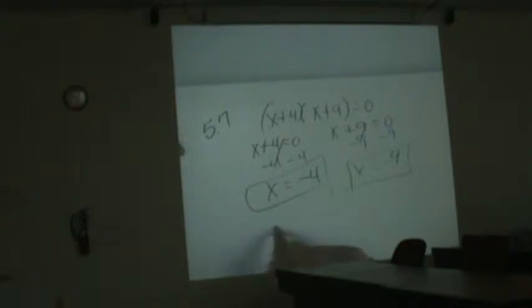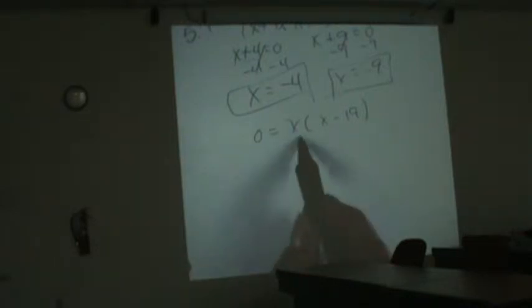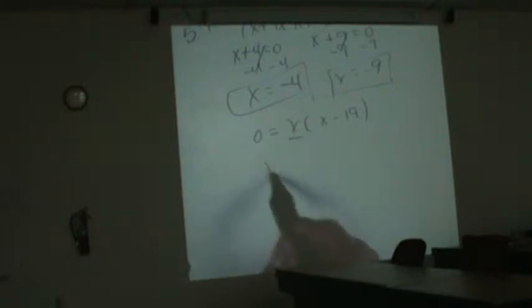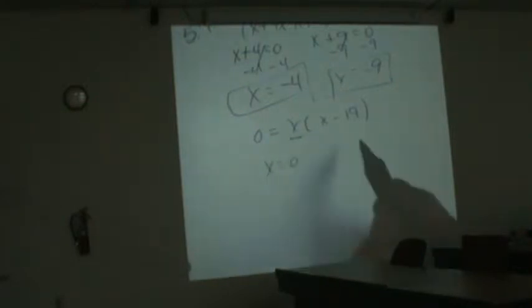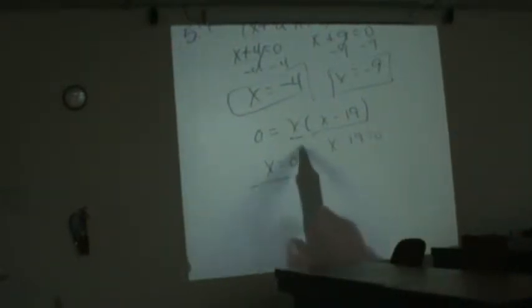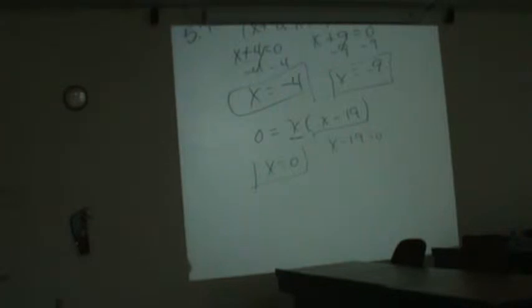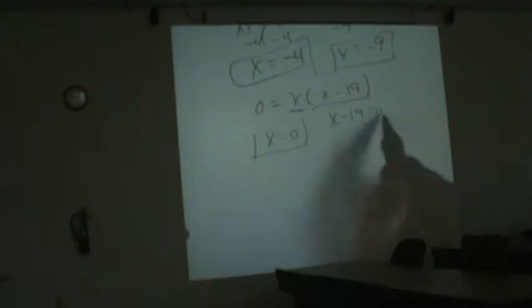How about 0 equals x times x minus 19? There's 2 factors, even though this one doesn't have parentheses around it. So set this factor, x equals 0, and this other factor, x minus 19 equals 0. This one is already solved, x equals 0. That's one of your solutions. Okay, x minus 19, just add 19. So you have x equals positive 19 and 0.